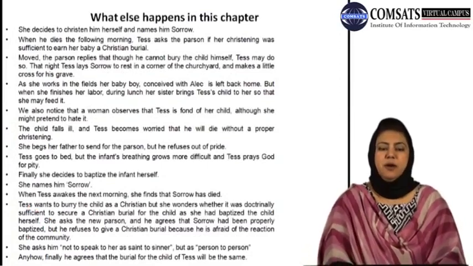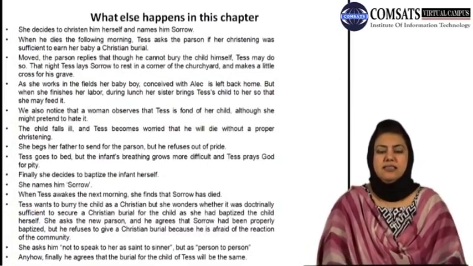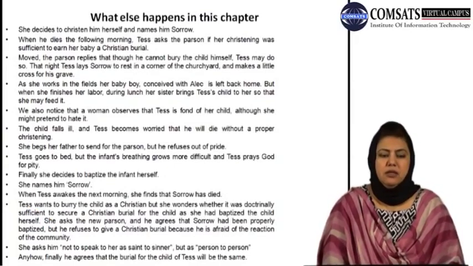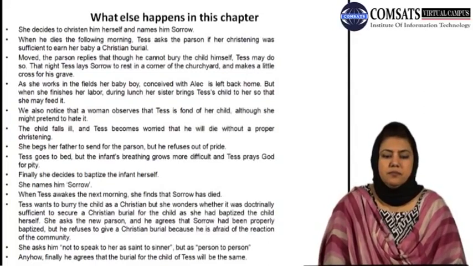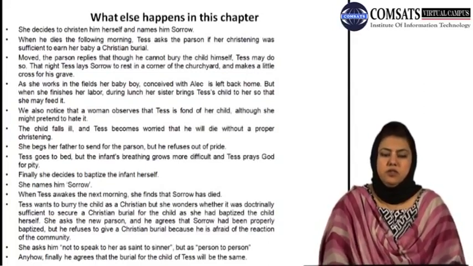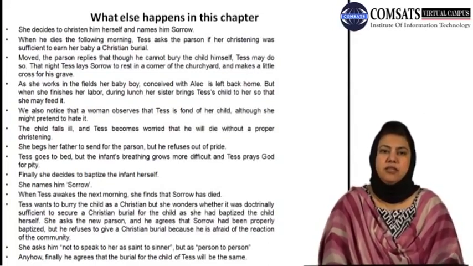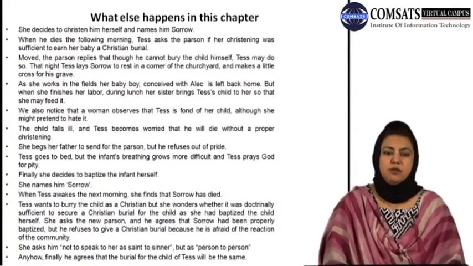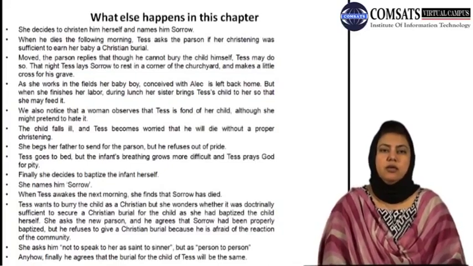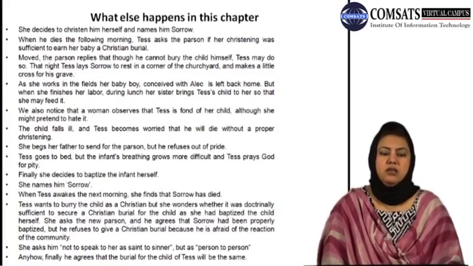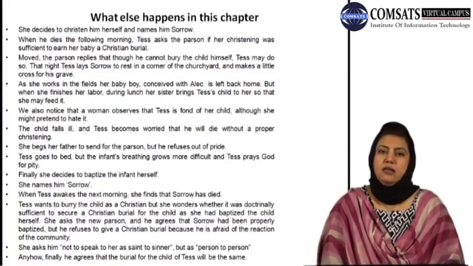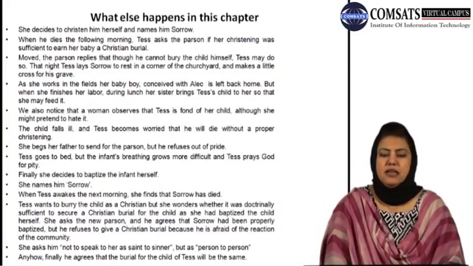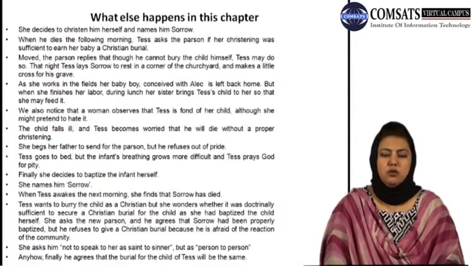Well, after reading this much of the text, let's see what else actually happens in this chapter. She has given birth to the child. We have actually been shown some lapse of time. We were already told that she was bearing the child of Alec. She gave birth to that child. Now she decides to christen him herself and she names him Sorrow.